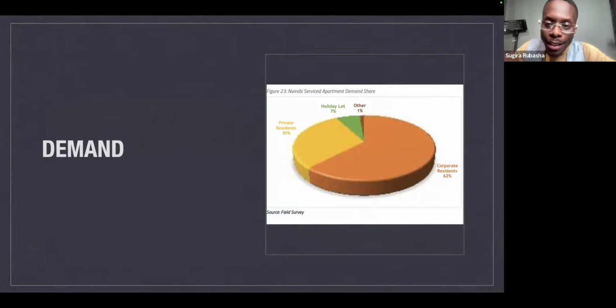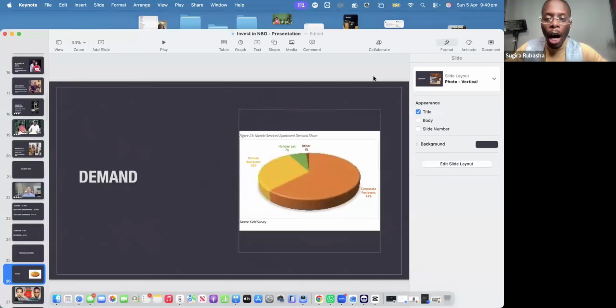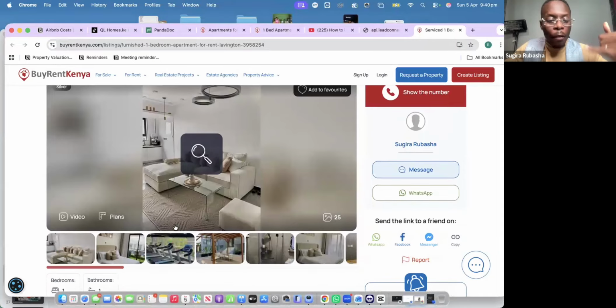So for service apartments, it says the most people who take service apartments are corporate residents at 62%. Private residents at 30%, holiday let 7%, and other 1%. I don't know what other means. What does this mean? Basically, a service apartment is an apartment that has services. Basically, it has everything that you need.